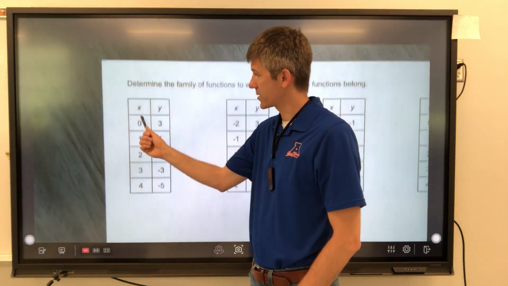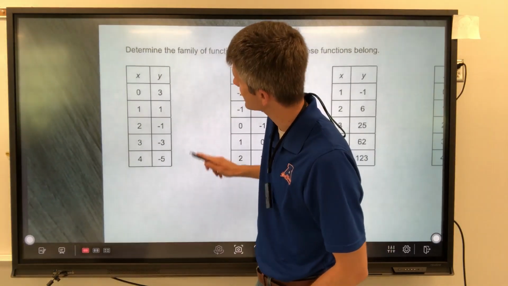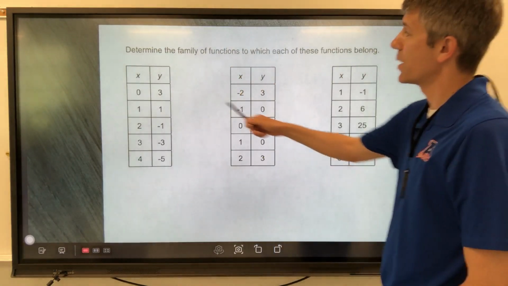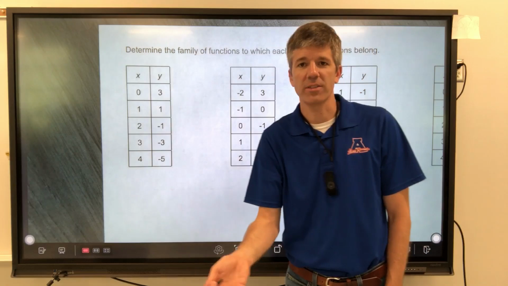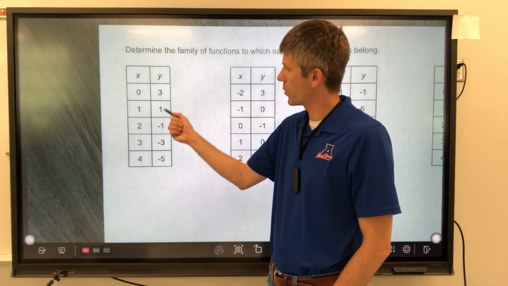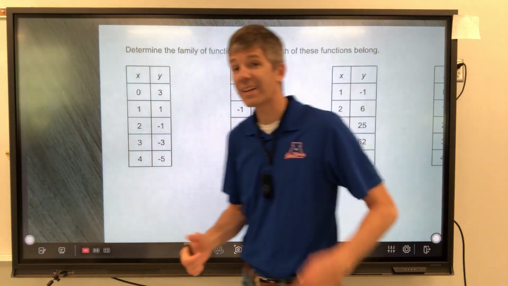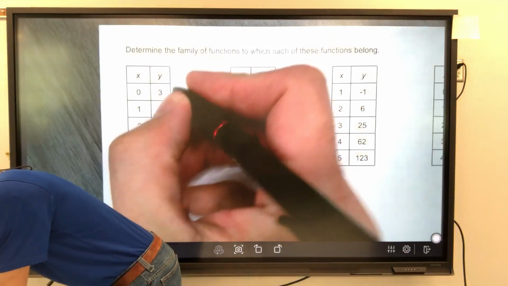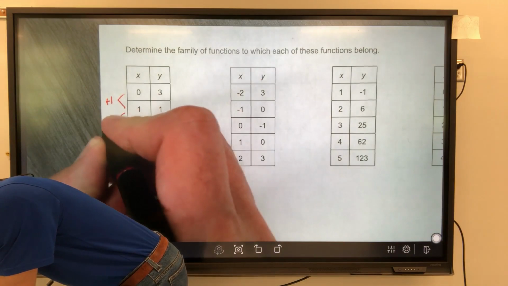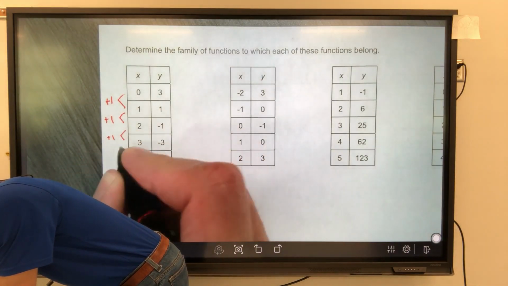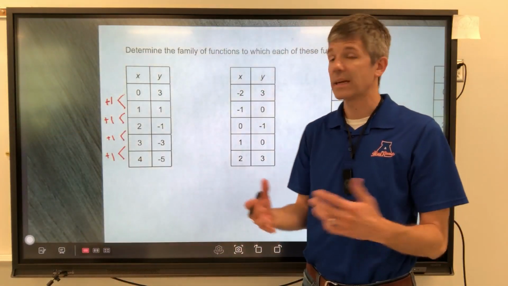As we go down the x column, we're going from 0 to 1 to 2 to 3 to 4. So we're increasing by 1, right? As we do this, we have 3 to 1, 1 to negative 1 to negative 3, negative 5. These are decreasing by 2 consistently. So because these are all adding 1 as we go from one to the next, we basically have the possibility of a linear function.